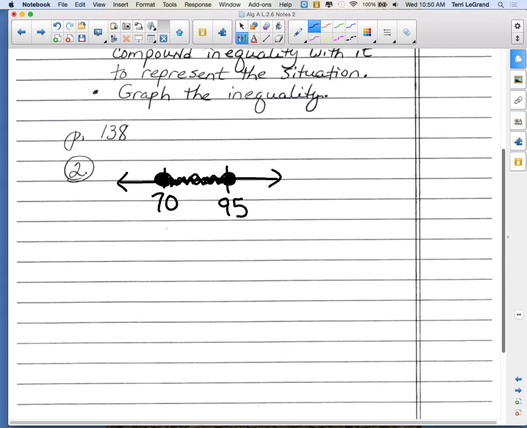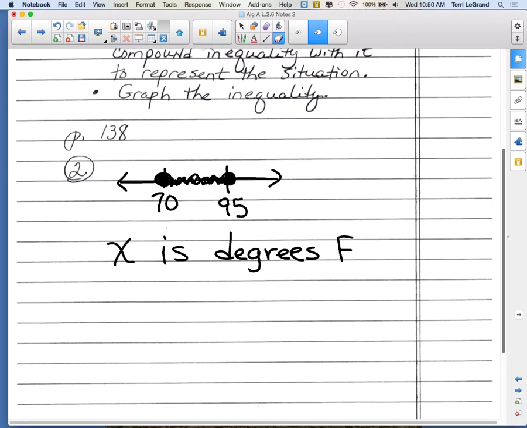Oh, we forgot to do something. I'm sorry, I put the instructions and I don't even follow them. First of all, stop before you write your compound inequality. We haven't picked a variable. X. Okay, so let's pick our variable. X is what? What's it representing? Degrees Fahrenheit. Let's write the word Fahrenheit. Let's get some practice spelling that. Fahrenheit.